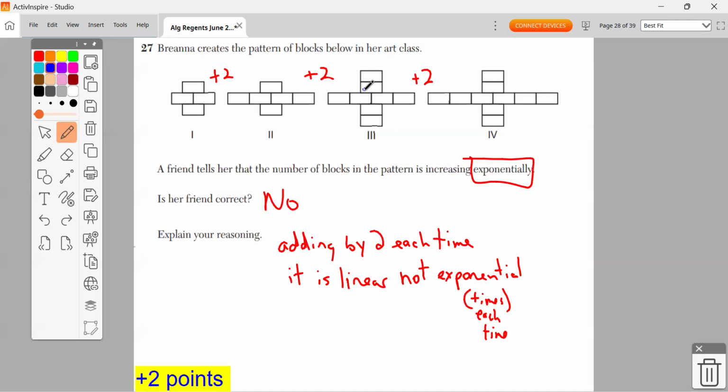Explain your reasoning. Adding by 2 each time is linear. It is not exponential. Exponential means multiplying by the same number each time. Linear means adding or subtracting by the same number, and she's adding by 2 each time.